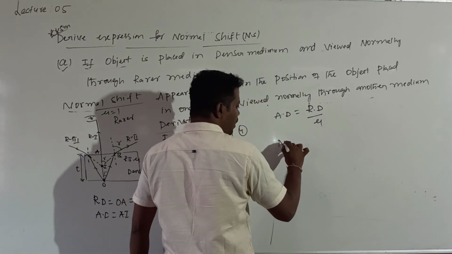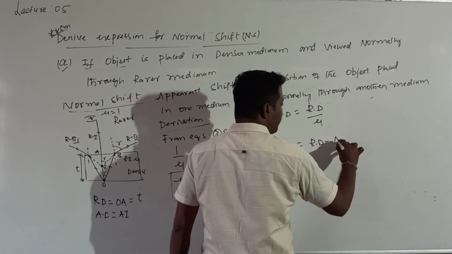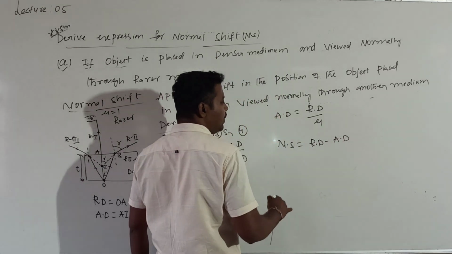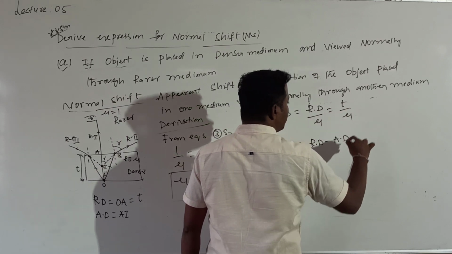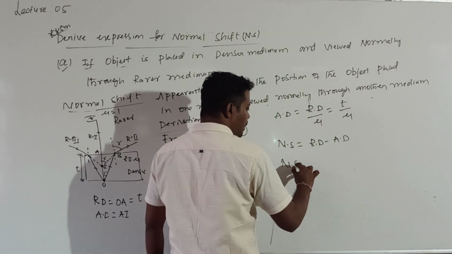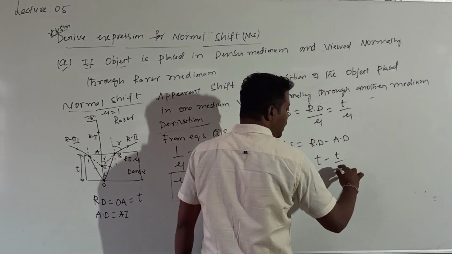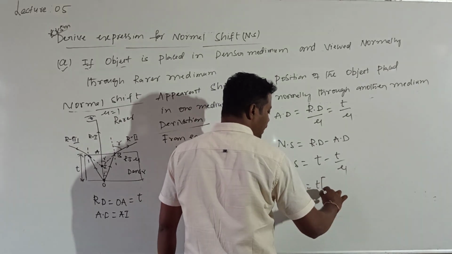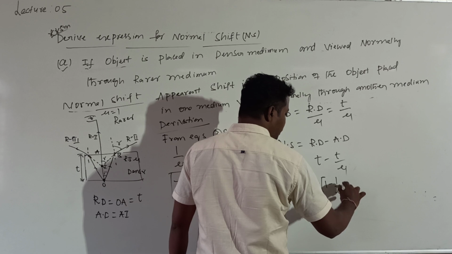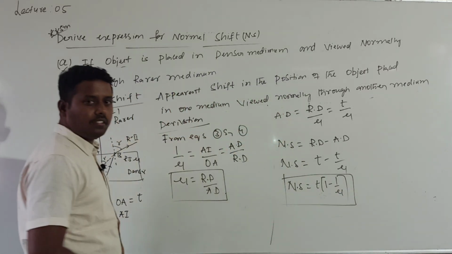What is the formula for normal shift? Normal shift is equal to real depth minus apparent depth. Correct? So here the apparent depth is equal to t by mu. Therefore, normal shift is equal to the real depth t minus t divided by mu. From this, normal shift is equal to t into 1 minus 1 by mu. So this is the expression for normal shift.